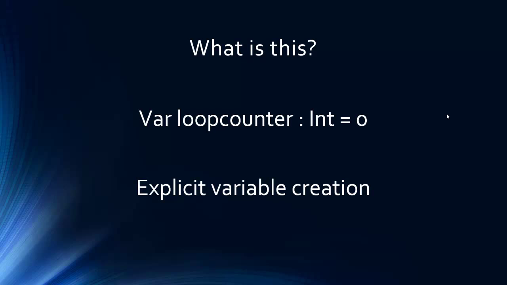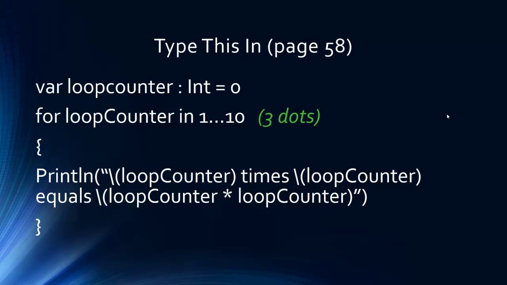Alright, so this next example is from page 58 in your book. If I do var, and I should really change this to just var counter, so this is not a big word there, but var loop counter colon integer equals 0. So now I've created a variable called loop counter, and it's an integer, and I've set the value to 0. And then I have to put my for in loop, so for loop counter in 1 triple dot 10. So it's going to run 10 times, and it's going to print line, starting with the loop counter, and then say times the loop counter equals whatever the loop counter times loop counter.